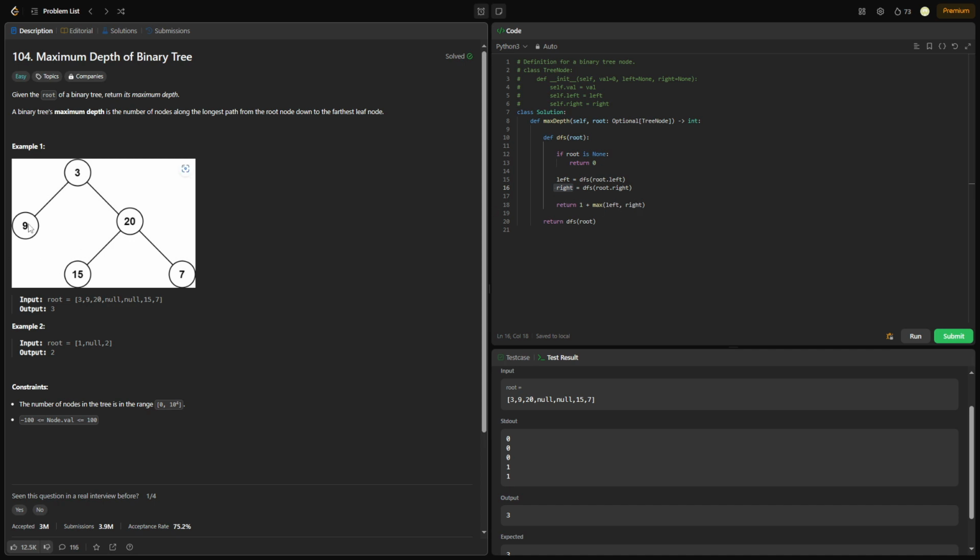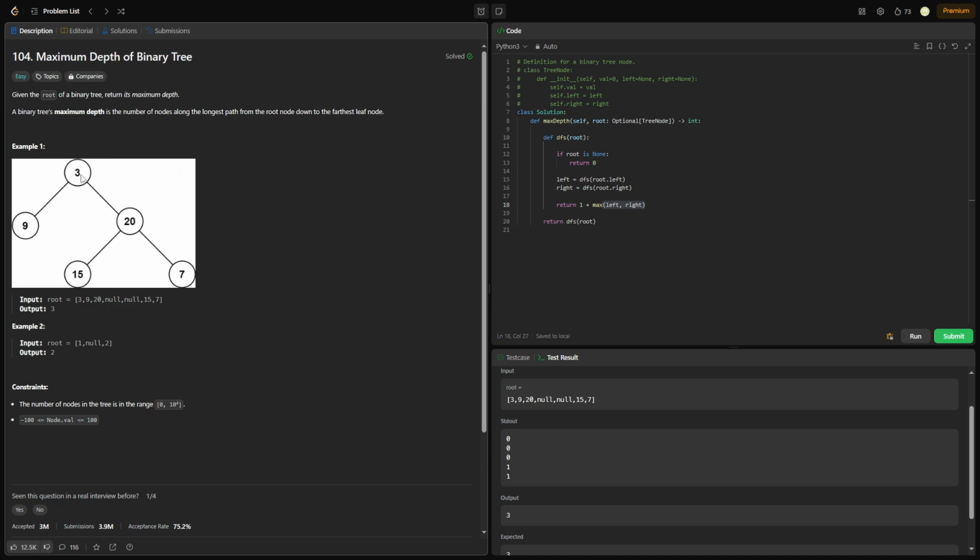Well, 9 has no child nodes, right? So the left and right is 0. So when we go up, we're adding 1 plus the max of left and right, which is just 0, right? Left and right are both equal to 0. So the max that we can get is 0. So when we're at this 9 and we go up, we're returning 1 plus 0. Which makes sense, right? Because from 3 to 9, it's only a height of 1.